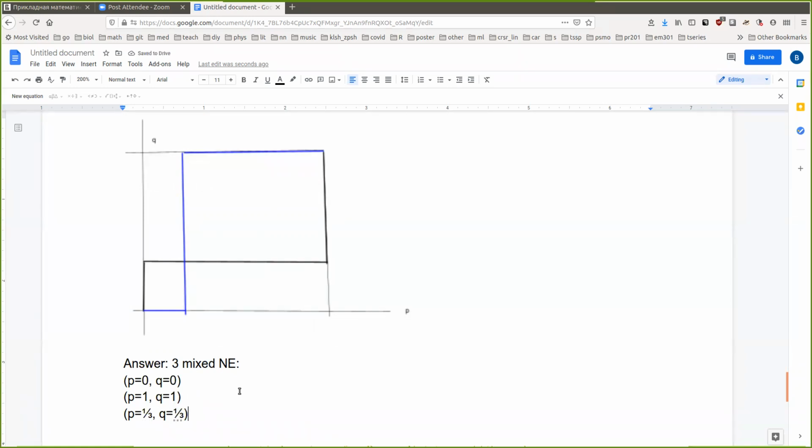So basically, from this plot, I see that I have three points where my strategy is a best response to the second player's strategy, and the second player's strategy is a best response to my strategy. And I have three Nash equilibria.